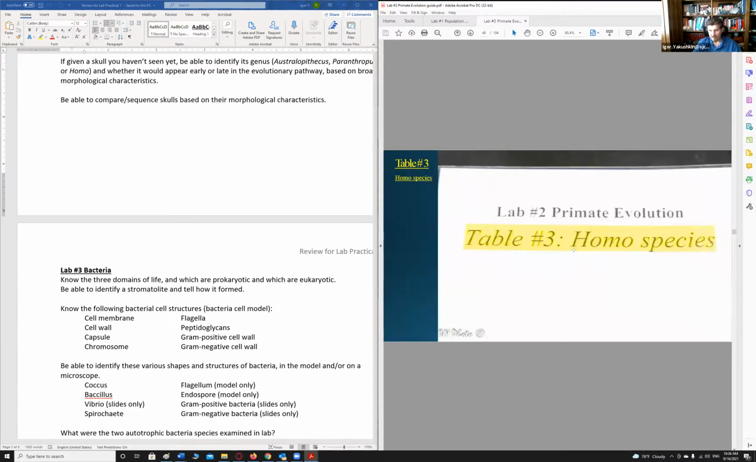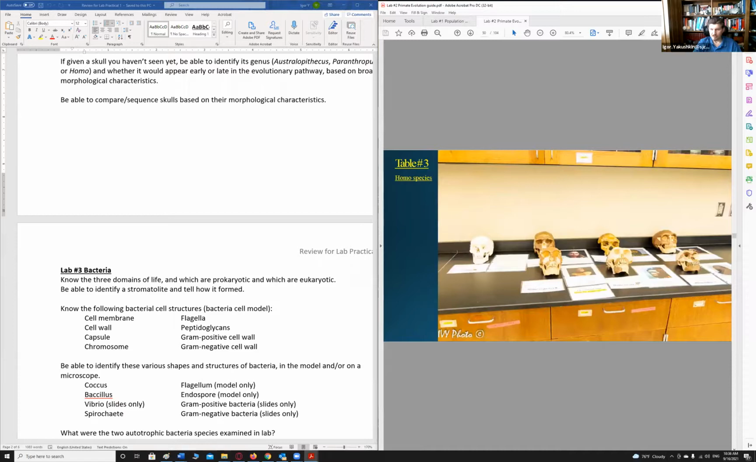So here we have, and finally, Homo species. So yes, we had 6 species. There are 7 skulls, but the Cro-Magnons and modern humans, that's a Homo sapiens. So we have Habilis, we have Erectus, Ergaster, Heidelbergensis, the Neanderthal, and 2 Homo sapiens.